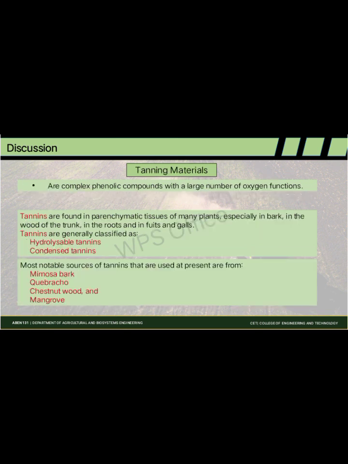And lastly, the tannin materials are complex phenolic compounds with a large number of oxygen functions. Tannins are found in parenchymatic tissue of many plants, especially in bark, in the wood of the trunk, in the roots, and in the fruits and galls. Tannins are generally classified as hydrolyzable tannins and condensed tannins. Most notable sources of tannins used at present are the bark of mimosa, quebracho, chestnut wood, and mangrove.